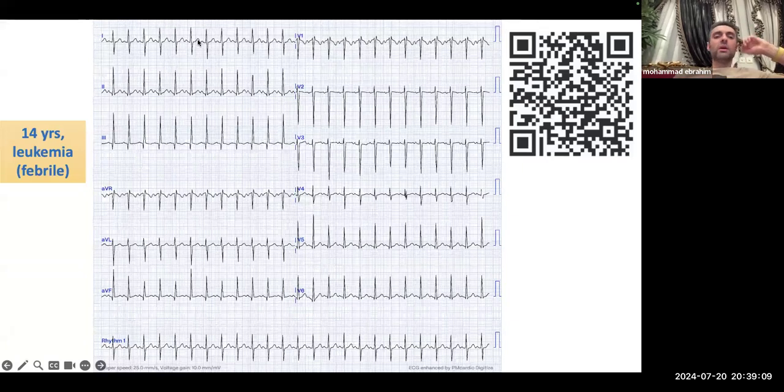So this is a 14 years old with leukemia and febrile, and someone called us worrying about the patient's heart rate. So guys, what do you think? What do you see? And what is this tachycardia type? Obviously the patient is a little bit tachycardic.